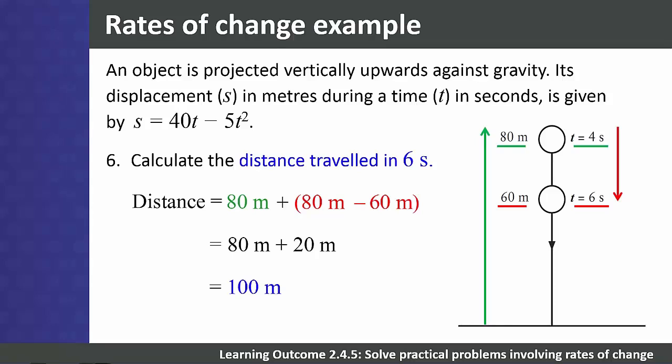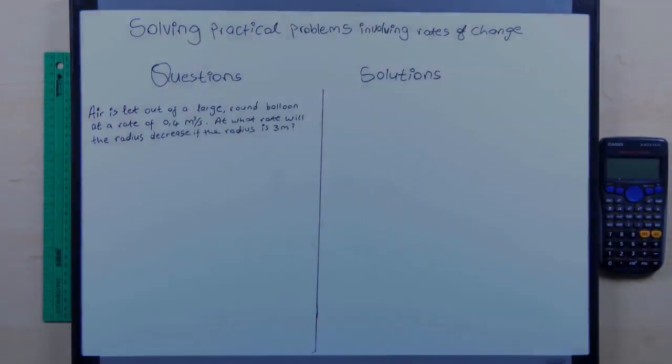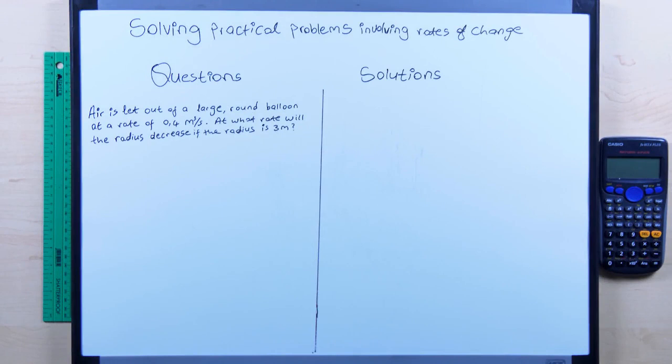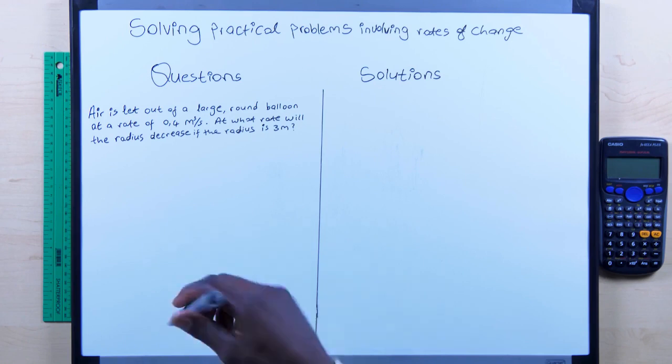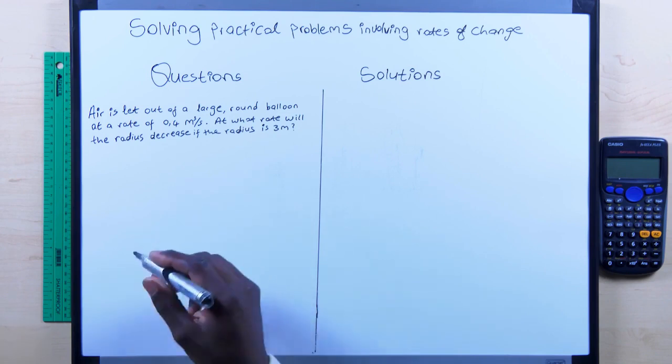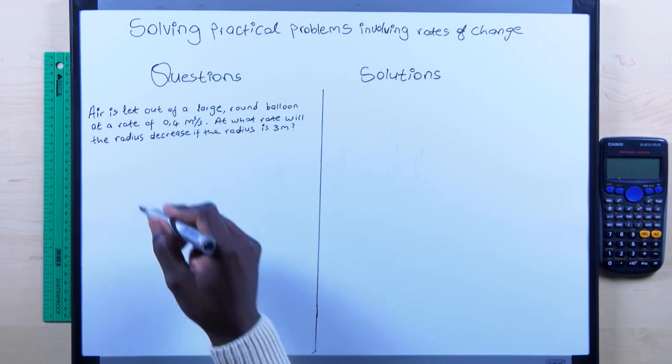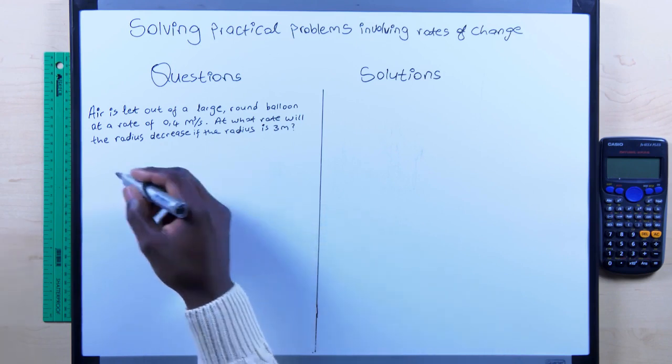Now let's watch a lecturer work through another rates of change example. Air is let out of a large round balloon at a rate of 0.4 cubic meters per second. At what rate will the radius decrease if the radius is 3 meters? So imagine a round balloon. Of course, we can look at it as a sphere, or spherical shape.